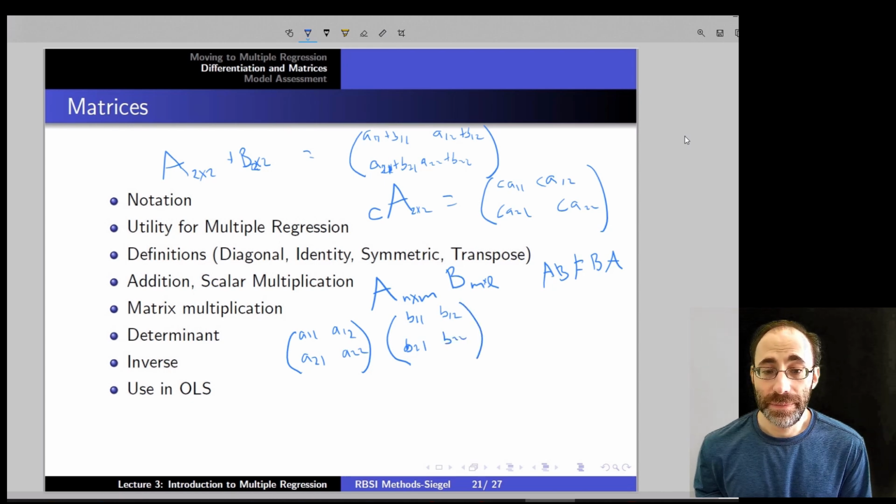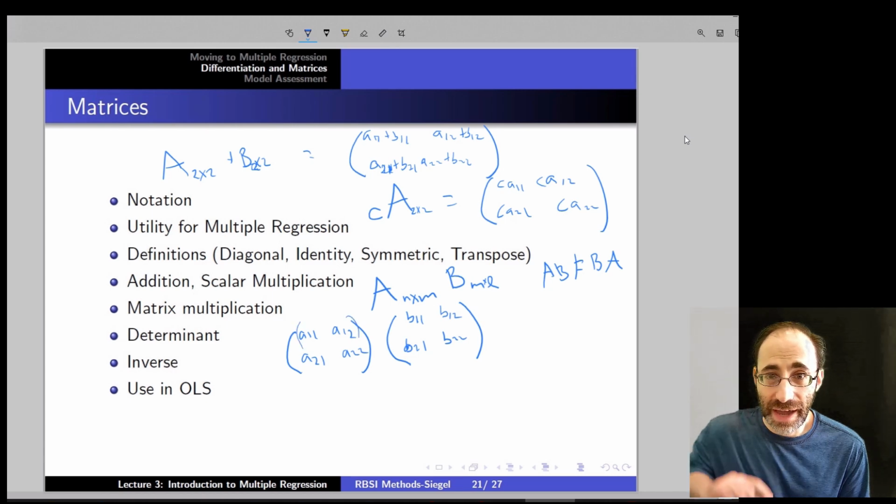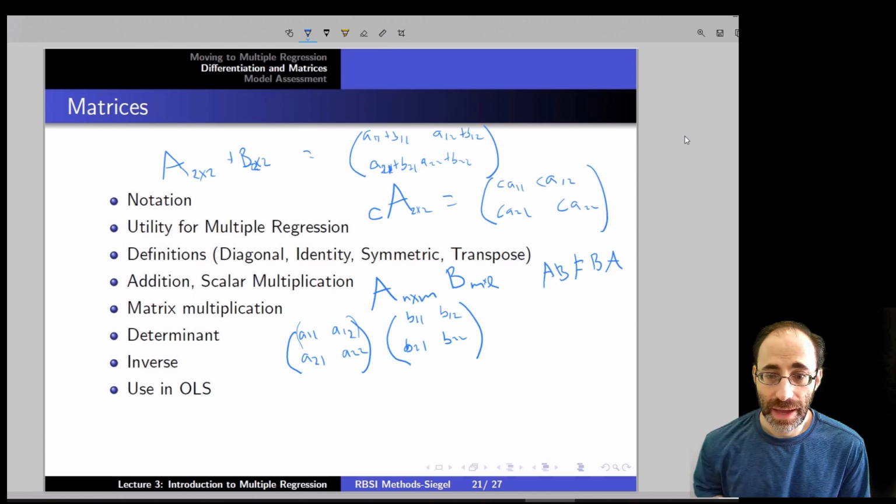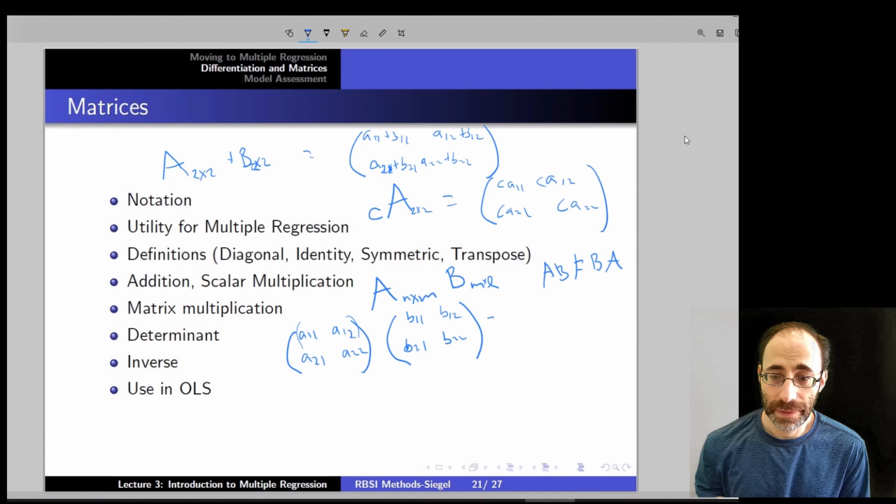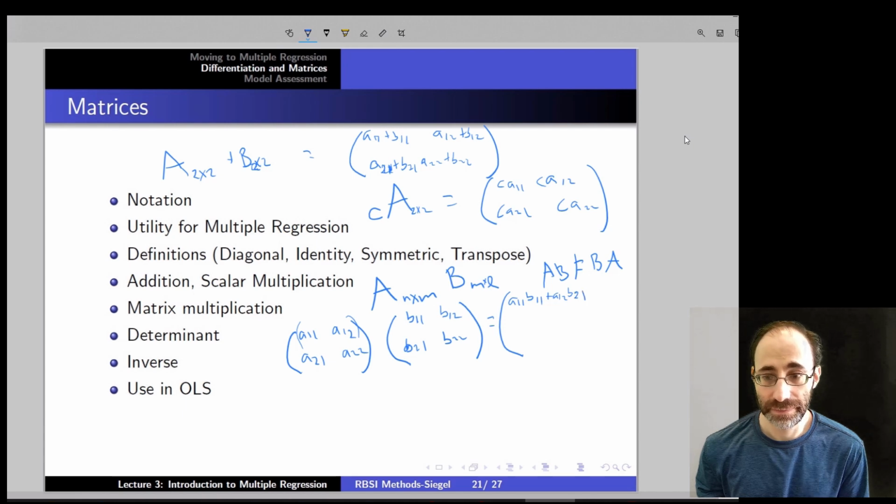Okay, the way to do it is to take the first row here and kind of rotate it in your head and multiply it by the first column. That's the first element. So the first element of this new matrix is going to be A11 times B11 plus A12 times B21. So you might remember what the dot product definition was. This is effectively the dot product of the first row and the first column.